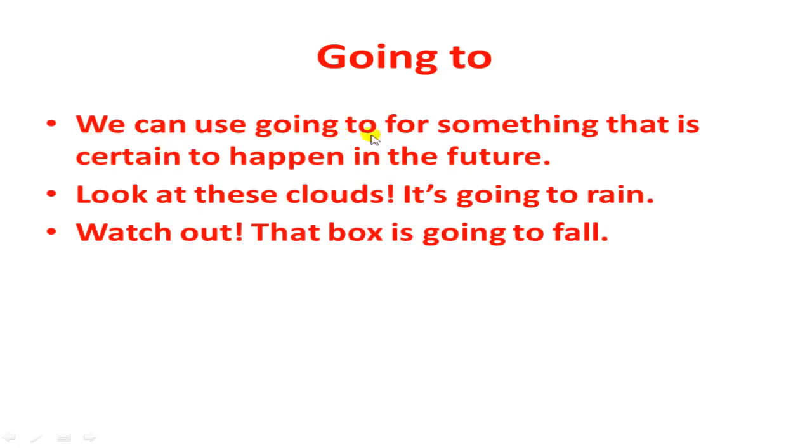We can use going to for something that's certain to happen in the future. Certain, sure. Look at these clouds. It's going to rain. It's gonna rain. Watch out, that box is gonna fall. Box, British, American, box.